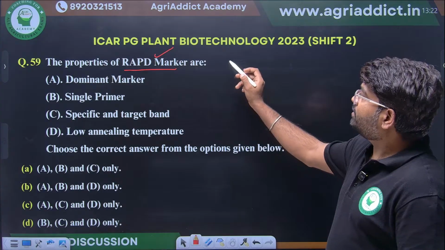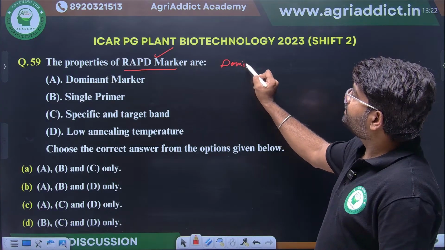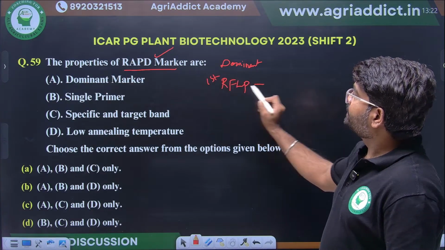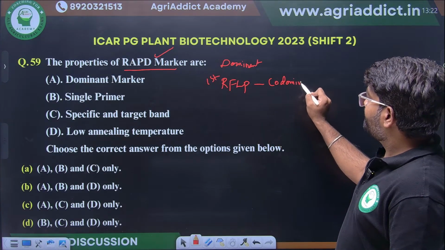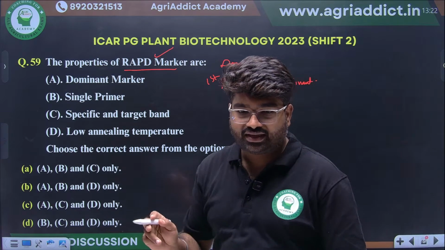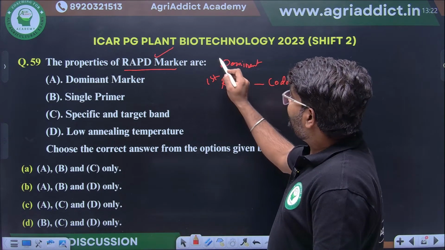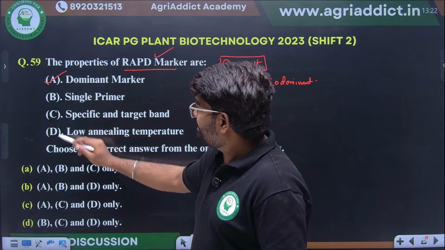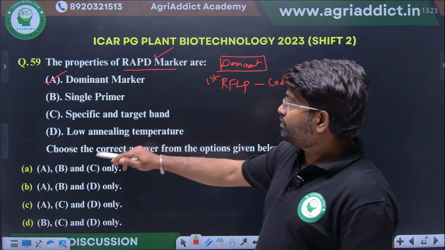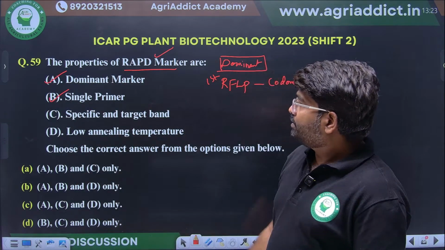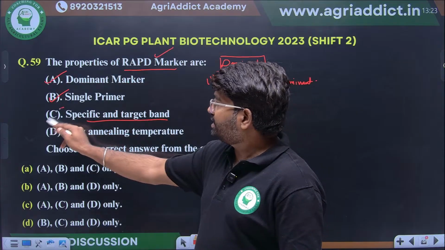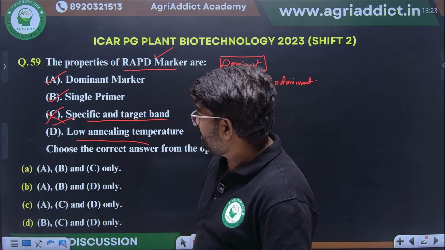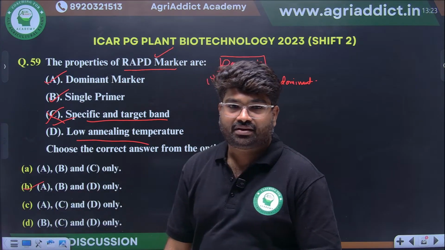RAPD marker, it is what? It's a dominant marker. RFLP is a codominant marker. This is the first discovered marker. It is a codominant marker, which has the ability to differentiate homozygous and heterozygous. So RAPD is a dominant marker. This is correct. Here a single primer only we will use. Yes, this is also correct. Low specific and target band, no, this will not come. But a low annealing temperature we will use. Yes, very good. A, B and D. B is the right option.